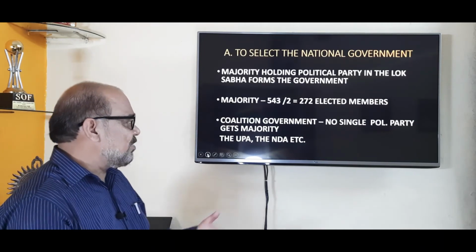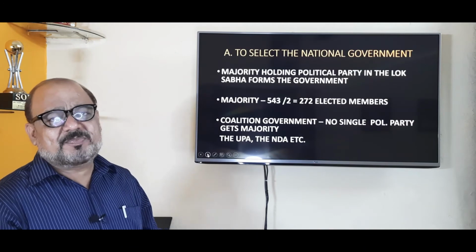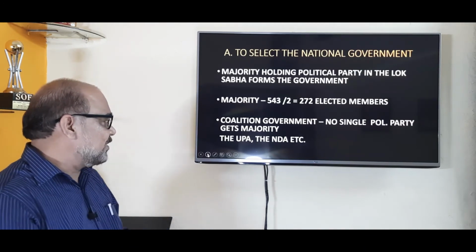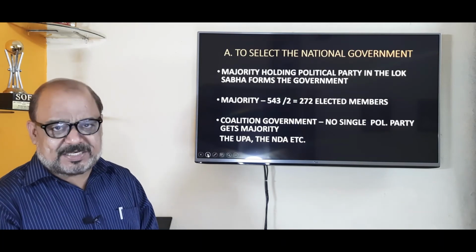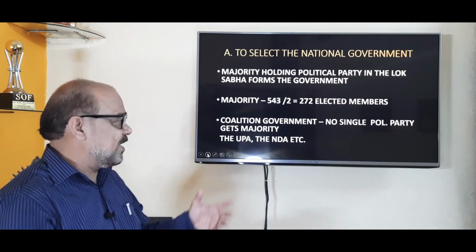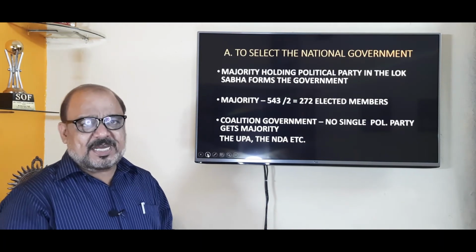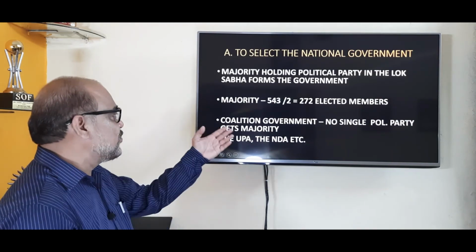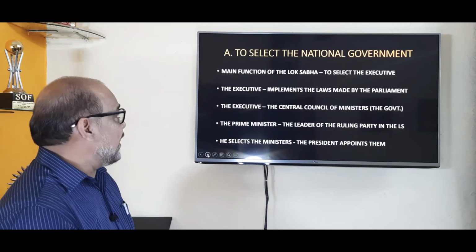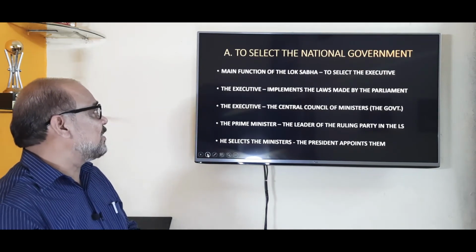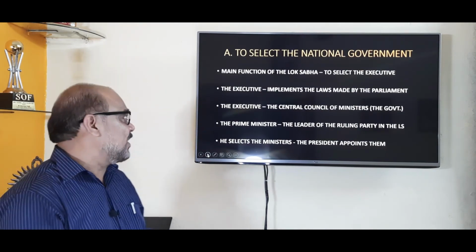Then coalition government, as I have told you, when no single political party gets majority, then two or more political parties make an alliance, that is the UPA, the NDA and like that. And if they get majority, that is 272 seats, they form the government and run the administration. A, to select the national government. Under this, some more points are there.